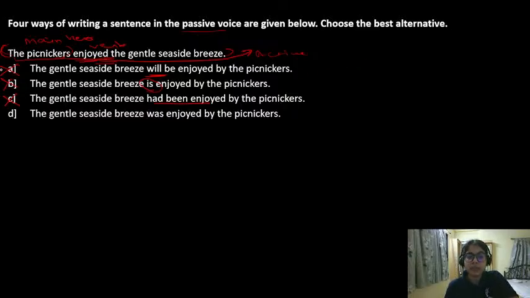All we have to do is make the main hero our side hero. Put him at last. That's it. Other things remain the same. So the focus is moved away from the subject and the focus is now on the object. So we will place that in the front. The gentle seaside breeze was enjoyed by the picnickers. That is the correct sentence. Nothing was done, just the subject was put at last and the object was given the focus, and that was our right answer. We eliminated the options as per the appropriate tense. That's it. It's one of the easiest chapters of grammar.